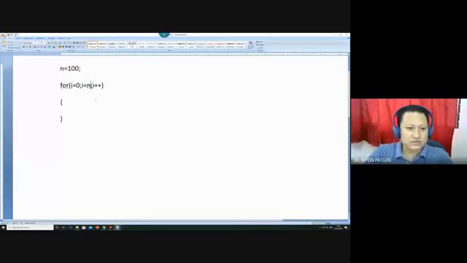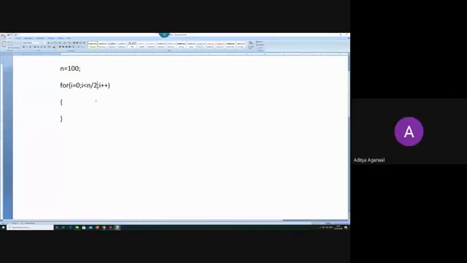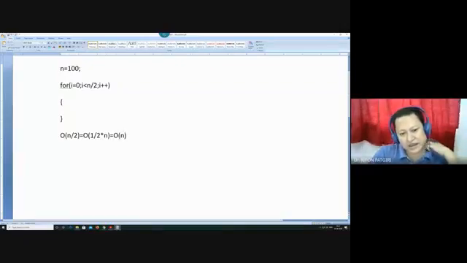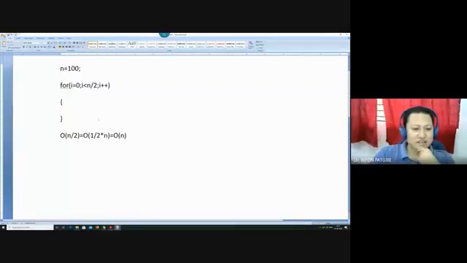Now if it goes up to a half, what is the time complexity? Big O of n. Big O of n divided by 2 is still Big O of n. Half is a constant, 1 by 2 constant, into Big O of n equals Big O of n. So it takes Big O of n. Am I clear?